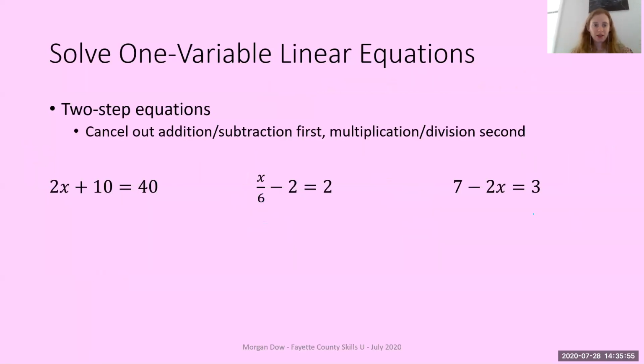All right, now on to two-step equations. So in the last examples, we had equations that only had one operation in them. Now we're gonna look at what we do if we've got two operations to deal with. And the way that we deal with it is we follow a certain order. So with two-step equations, you, in general, are going to cancel out addition and subtraction first, and then you'll cancel out any multiplication and division second.